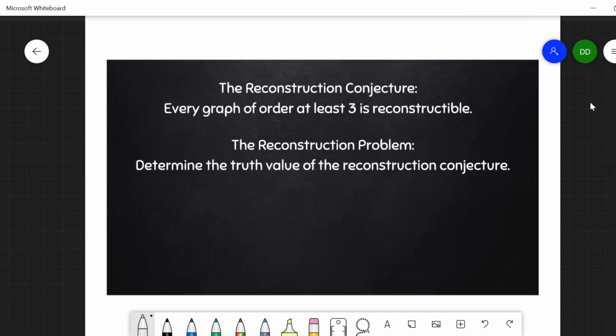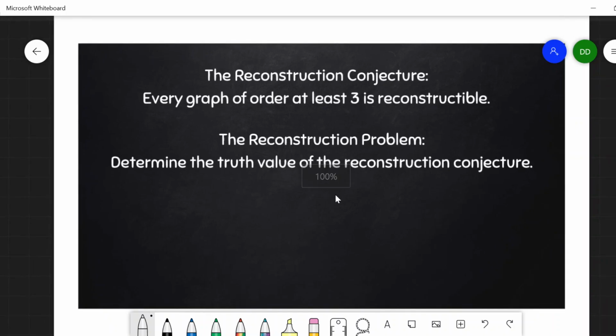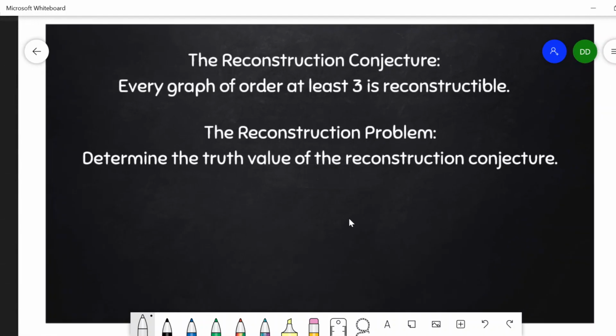Well, that's a tough question. This is a conjecture, the reconstruction conjecture. Every graph of order at least 3 is reconstructible. And the reconstruction problem then is to determine the truth value of the reconstruction conjecture. So why do we need order at least 3 here?